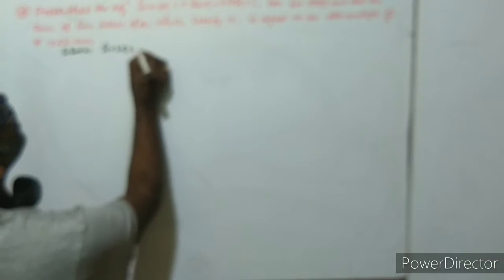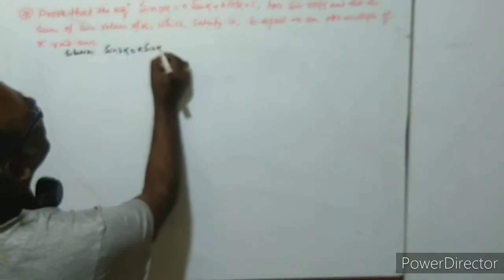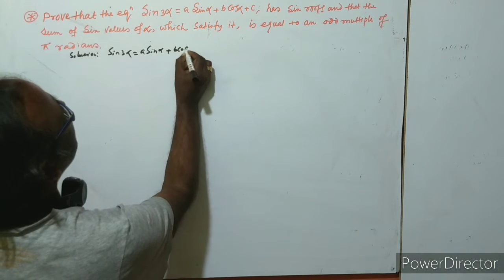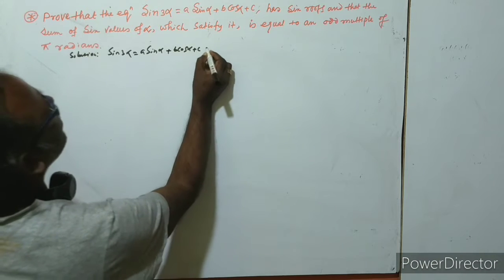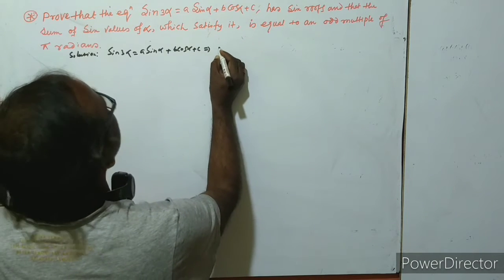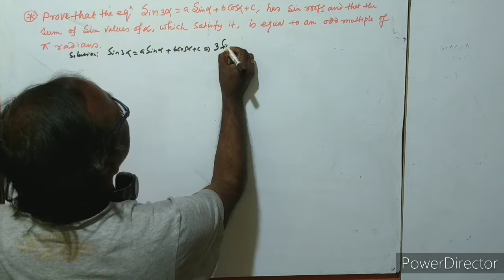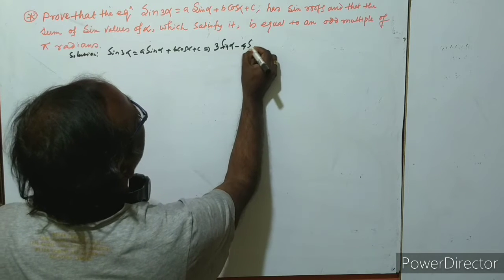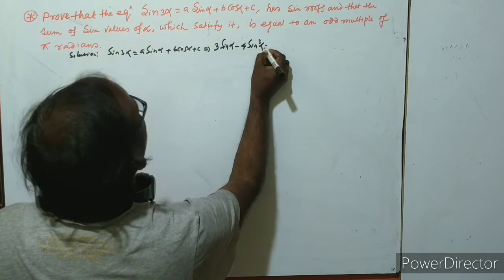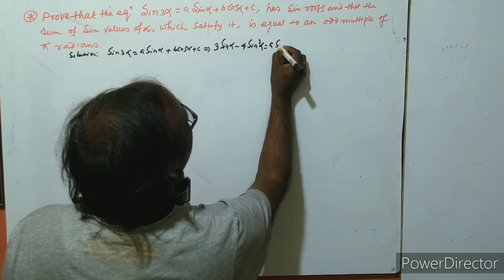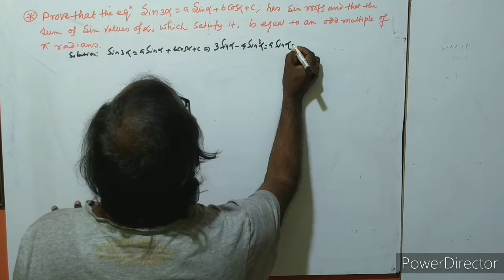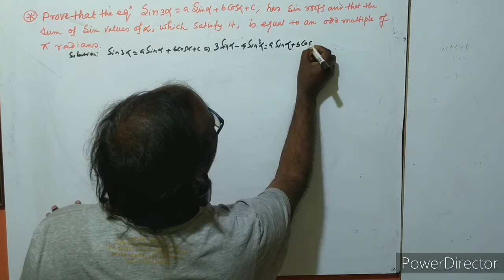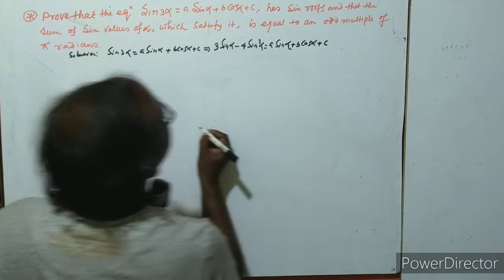Okay, this is sin 3α equal to a sin α + b cos α + c. That is 3 sin α minus 4 sin cube α, and that is equal to a sin α + b cos α + c.